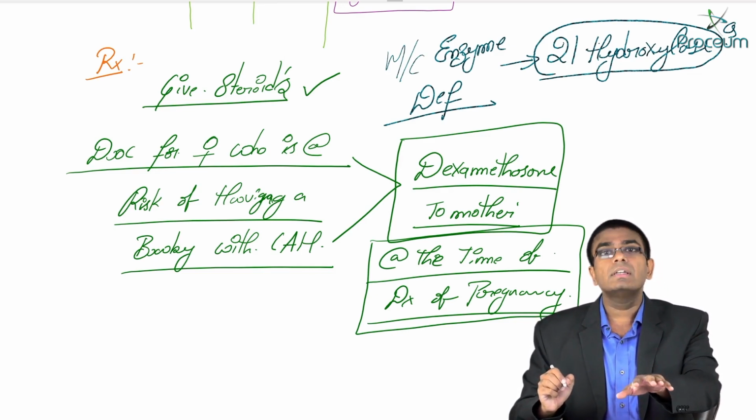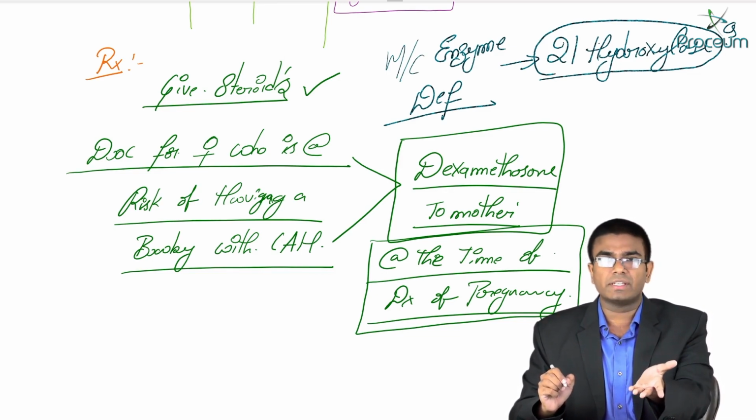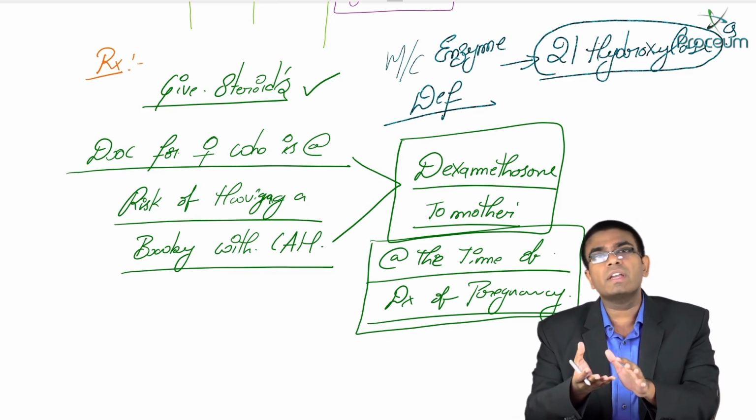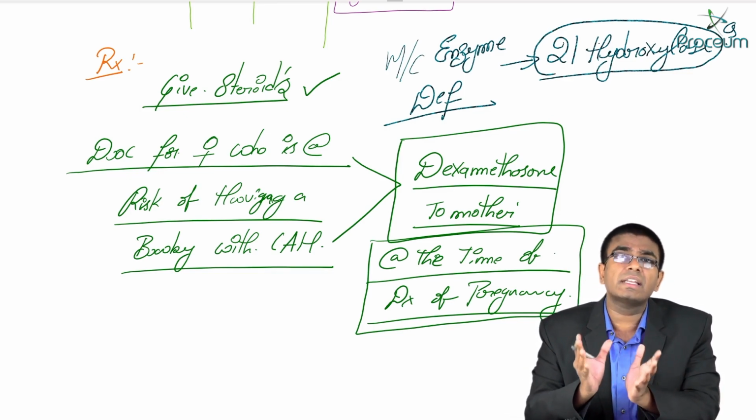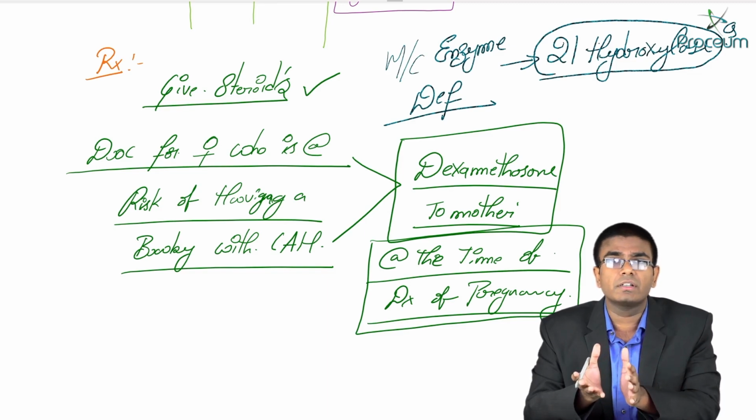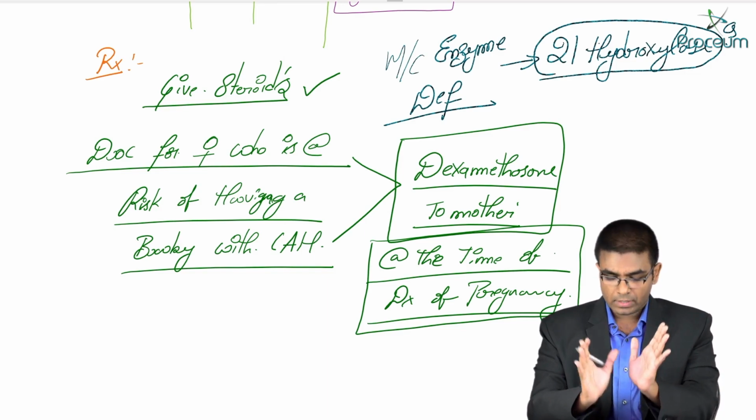Why? Because usually sexual differentiation occurs by the end of the 5th week or 6th week. By the end of the 5th or 6th week itself, the external genitalia will be differentiated. So give immediately. Don't forget.